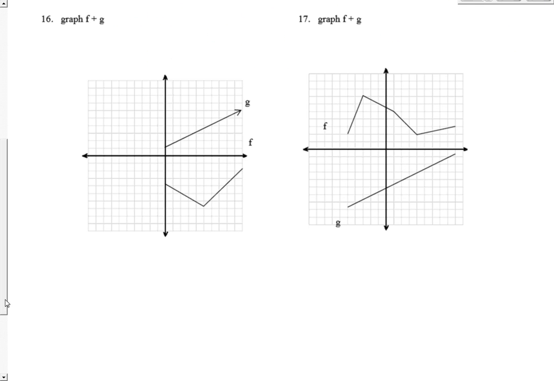And finally, number 16 and 17. Here we are adding these functions using these graphs. So it's graphical addition. And we are simply adding the y values from f to g, or g to f. I always go with the graph that's on the top, and I add it to the graph that's on the bottom.